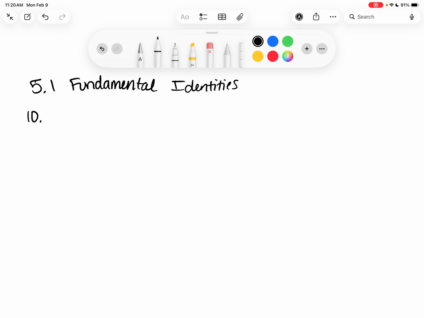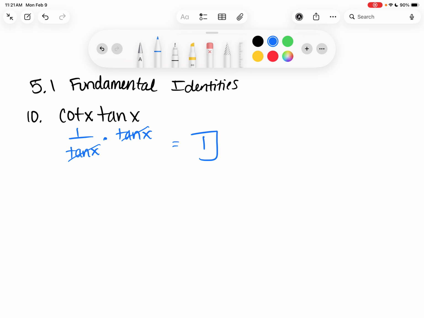So number 10, we've got cotangent of x times the tangent of x. There's different ways that you can show what this equals. I could rewrite these things in terms of sine and cosine if that's what these questions are asking. These ones don't care. So I like to think about cotangent as 1 over tangent. So I have 1 over tangent times tangent. Well, tangents cancel, so that's equal to 1.